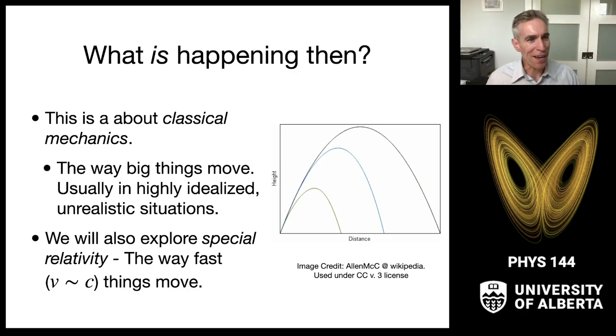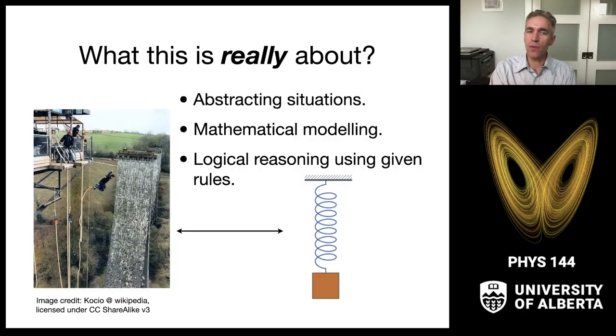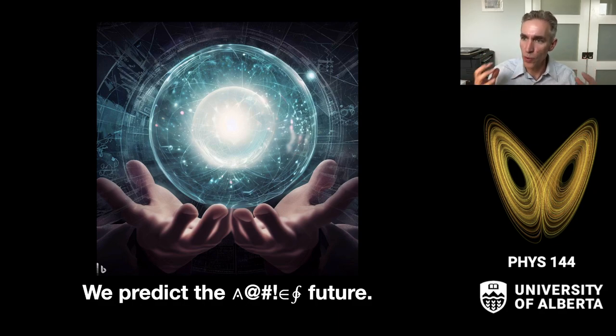But what is this really about? Well, it's really about learning how to abstract complicated problems and to actually execute mathematical models for them. Our main goal is to take complicated situations like this fine person bungee jumping off of a high platform and turn it into a simple, tractable, solvable model. We are bringing mathematics together to meet the universe and using that to make predictions. So we are literally going to predict the future.